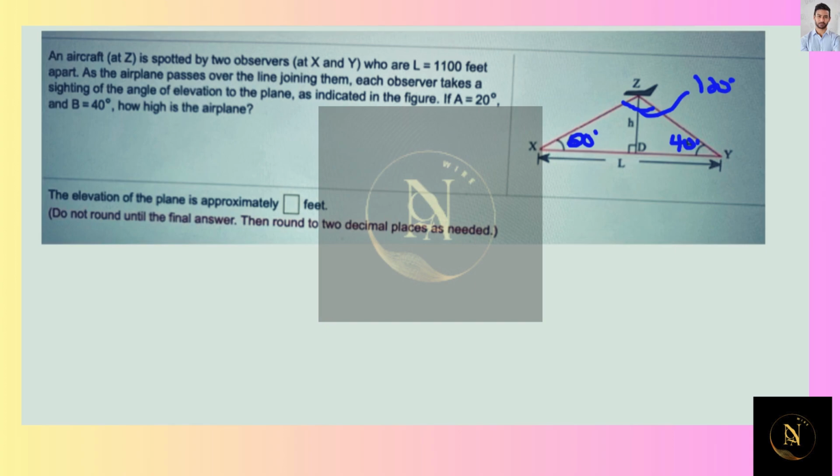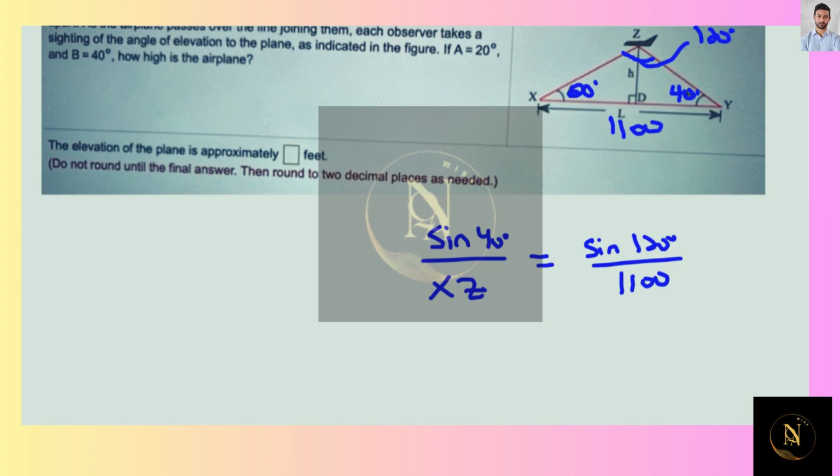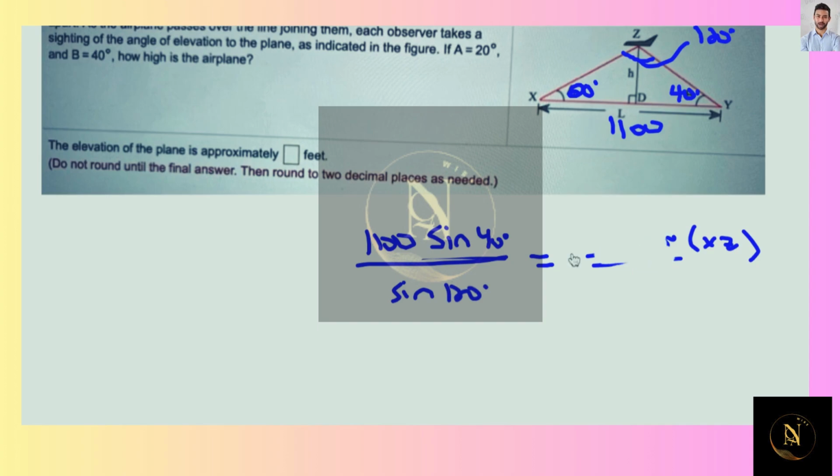This will allow us to find, for instance, XZ, even though we're not being asked to directly find that. Using the law of sines, we could say the sine of 40 degrees over its opposite side is equal to the sine of 120 degrees over its opposite side, L, which is 1100. And we can find XZ by cross multiplying. Cross multiply and then divide both sides by the sine of 120 degrees, and we've got ourselves solved for XZ.